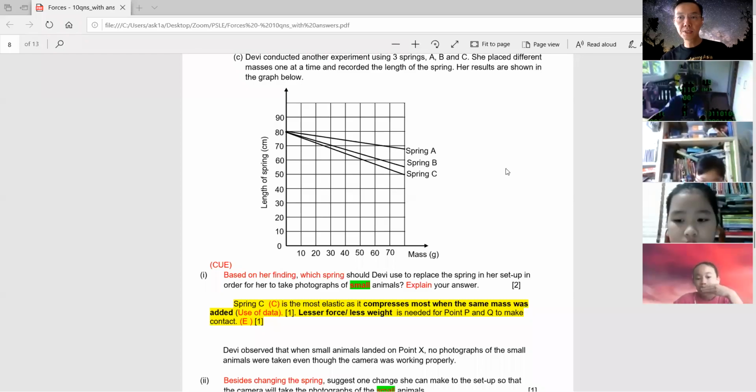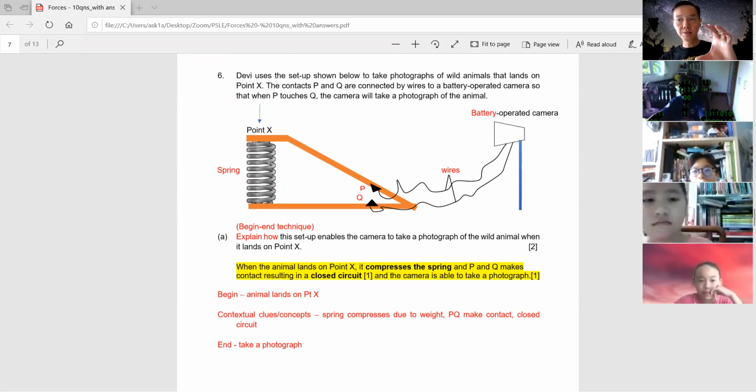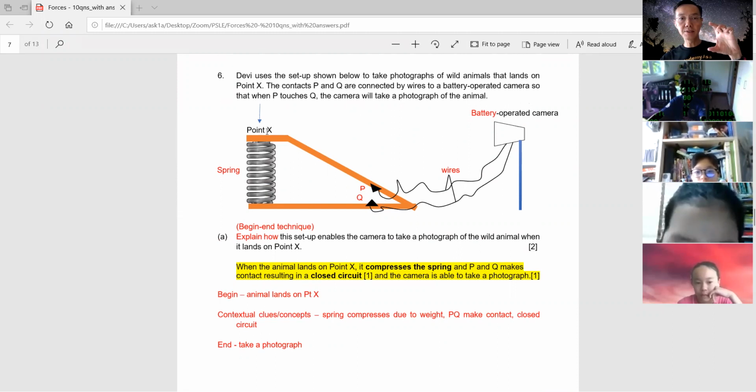Okay, this question is testing your understanding about the application of forces in this compression spring. Can you see this diagram here? If the spring is very loose, the spring can be compressed easily. An object with lighter weight will be able to compress the spring more easily.